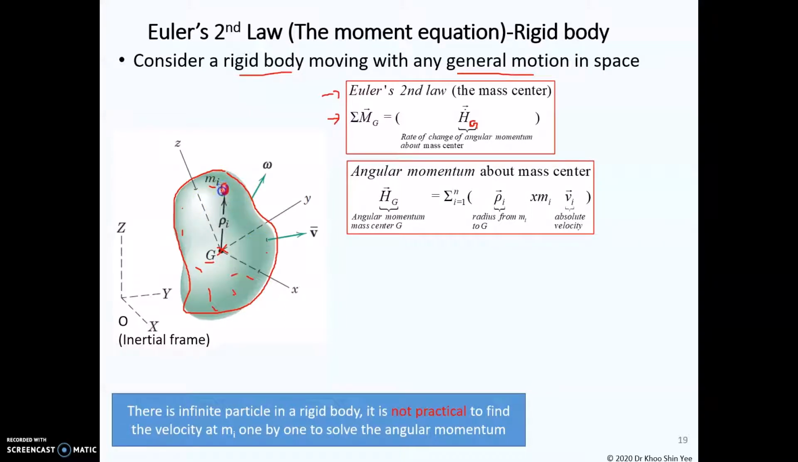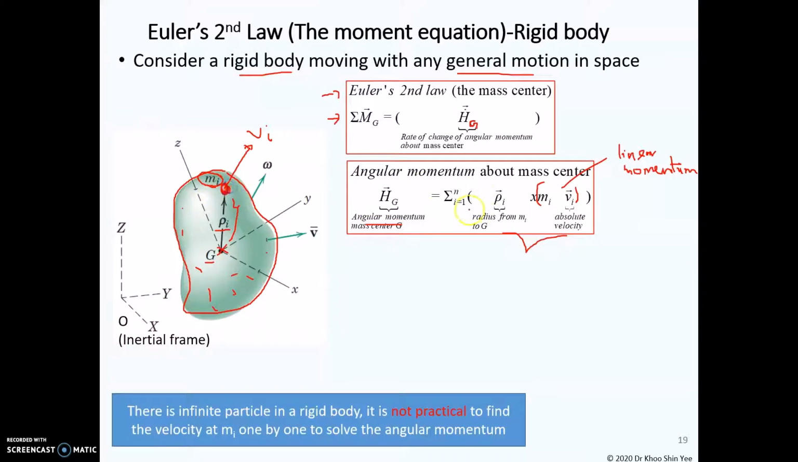Let's say there is one particle here defined by m_i, which is the mass of this particle, and the radius from the center of mass to this particle is equal to rho_i. If we can find the velocity of this particle, then we can obtain the linear momentum by multiplying the mass of the particle i with the velocity of the particle i. When you take the radius cross with the linear momentum, you obtain the angular momentum for this particle i.